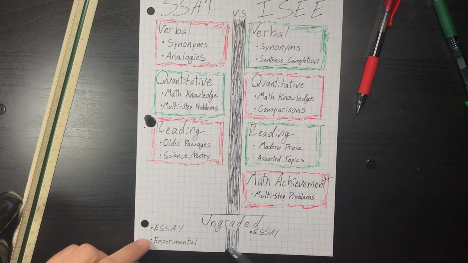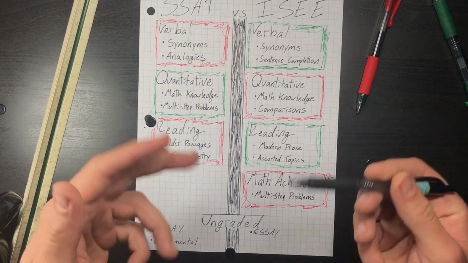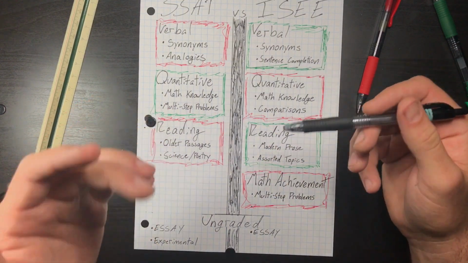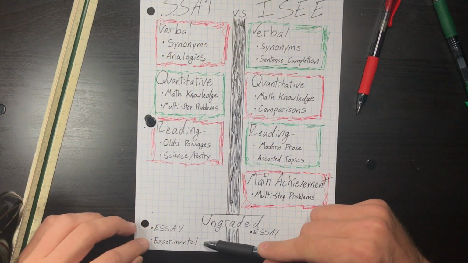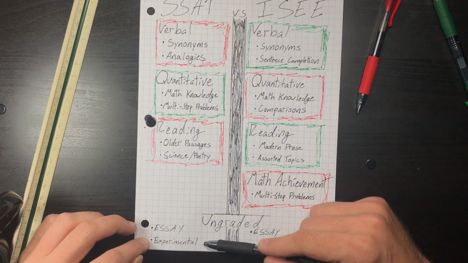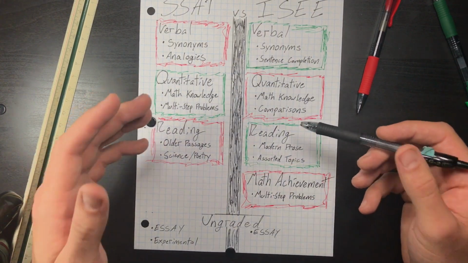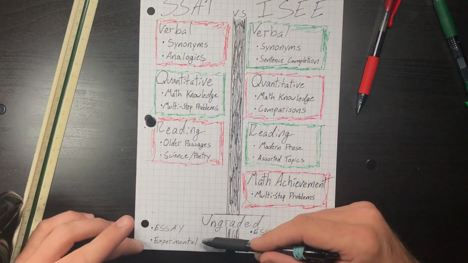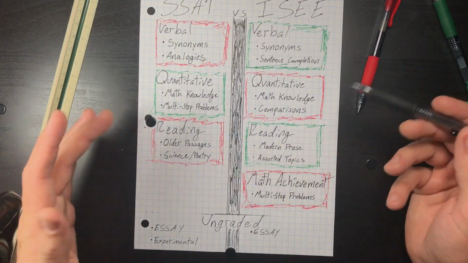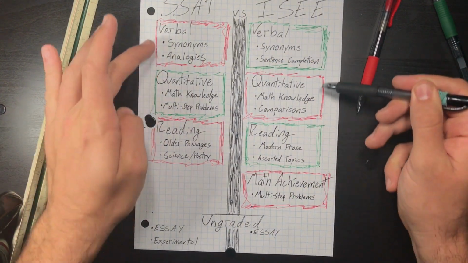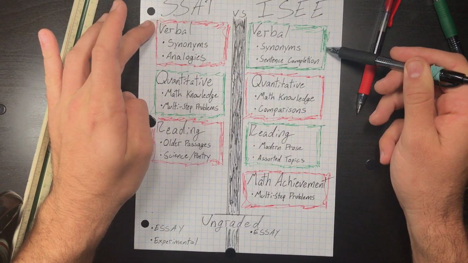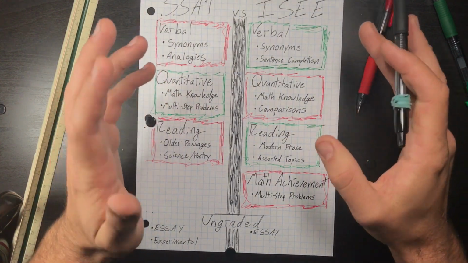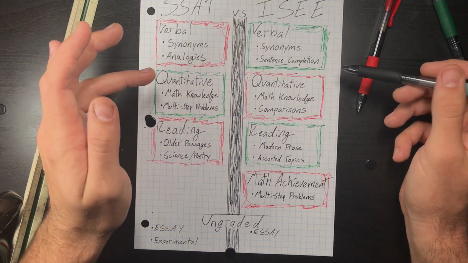What is ungraded in both of these is the essay. You write an essay and it gets sent to the high school. They just want to get to know how you write, how you think, what your opinions are, things of that nature. And the SSAT has an experimental section, so they can see if you know how to figure certain questions out. It's not graded. This is what's graded, and this is what your score is based off of, these sections. So hopefully this gives you a good idea of what tests you should be taking.